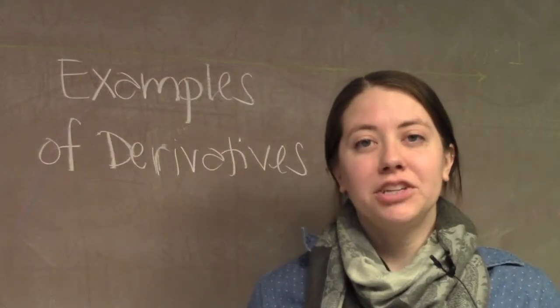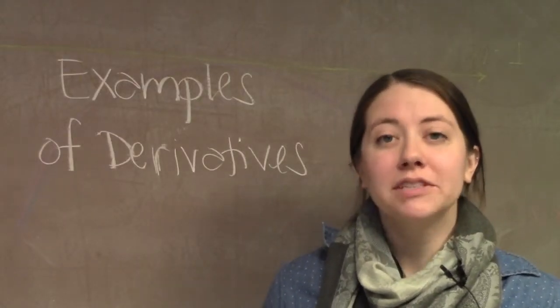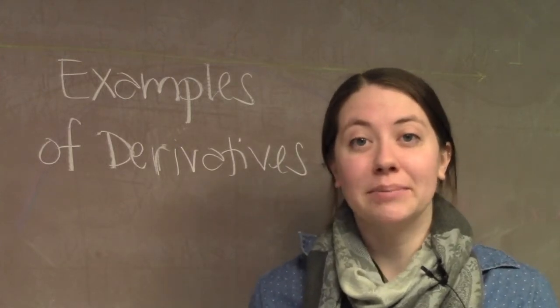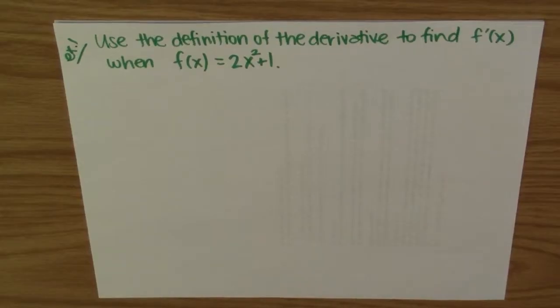We've seen the definition of the derivative in terms of a couple different limits. Let's use the definition to actually calculate some derivatives. Here's our first example. We want to use the definition of the derivative to find f prime of x when f of x is the polynomial 2x squared plus 1.